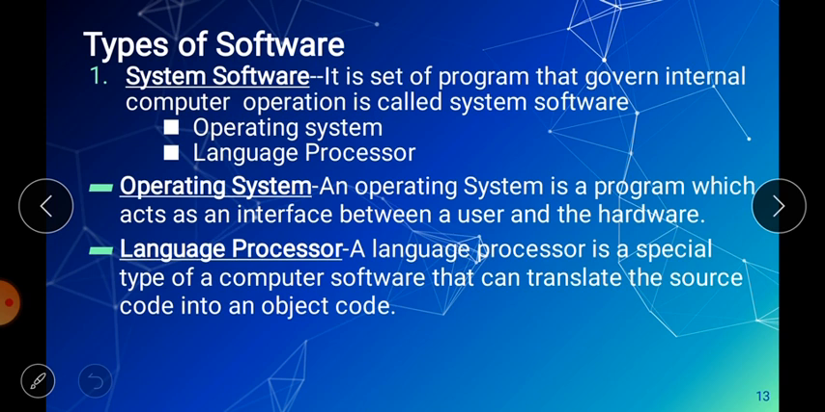The first type of system software is the operating system. This is very common. What is an operating system? Operating systems provide the interface between the user and the computer system. Means it gives a platform through which a user can interact with the computer system.